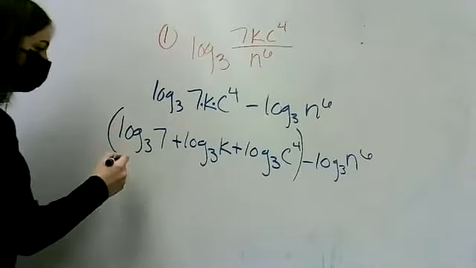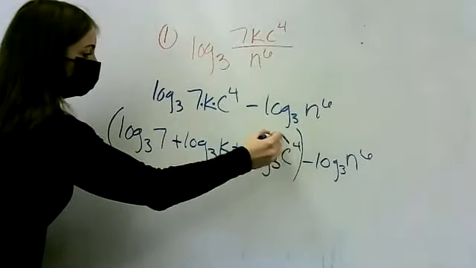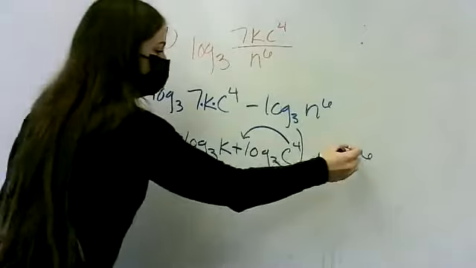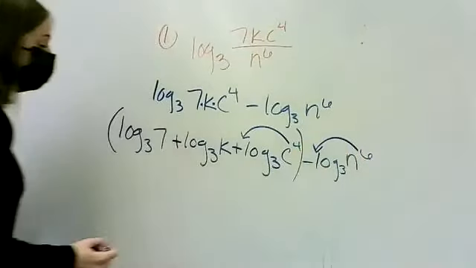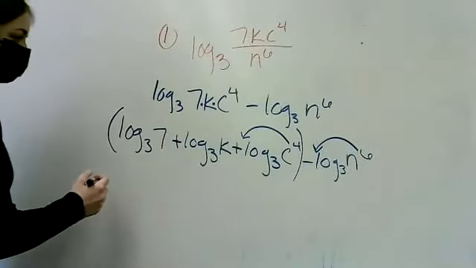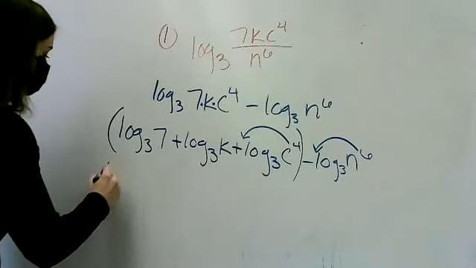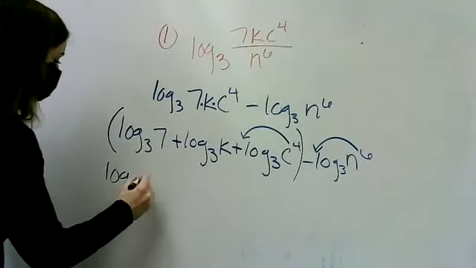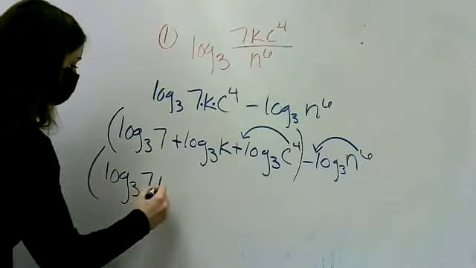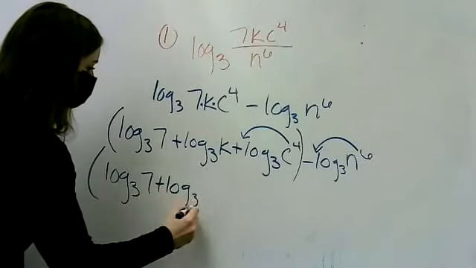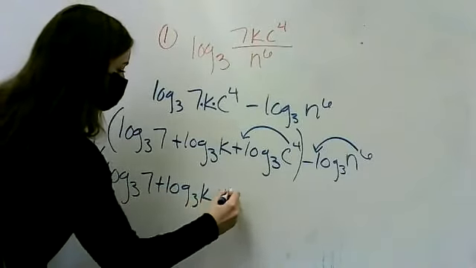Power property. So we have 4 that needs to go out in front and a 6 that needs to go out in front. If you're like, I'm not rewriting that, I'm just gonna make some room to put it out there, that's okay too. I'm gonna rewrite it for you for your very final answer.